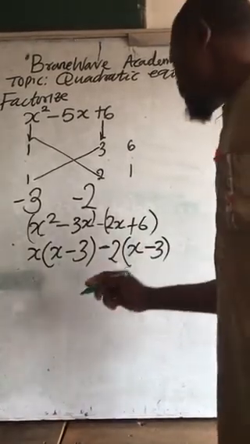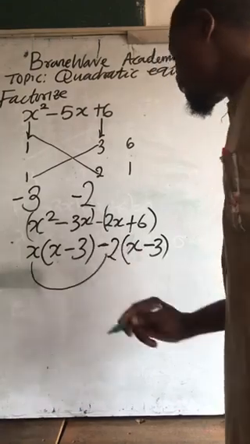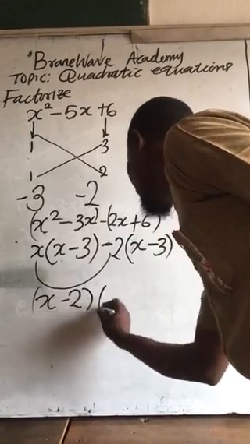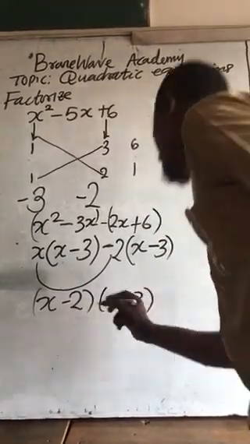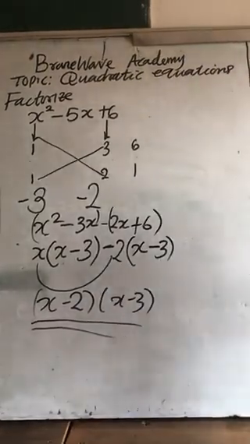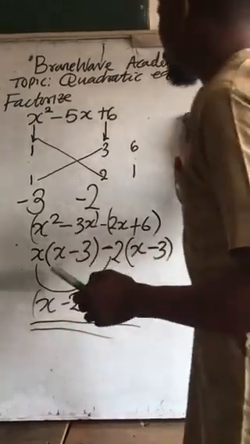So after this, what is the next thing? I'll pick this one outside the bracket, which is x minus 2, then x minus 3, which is the final answer for this one. Now, let me try number 2.